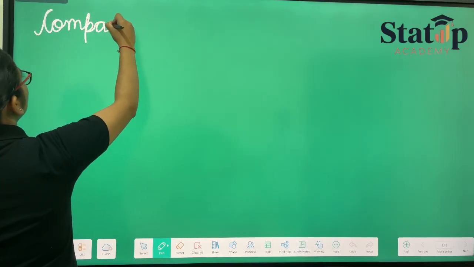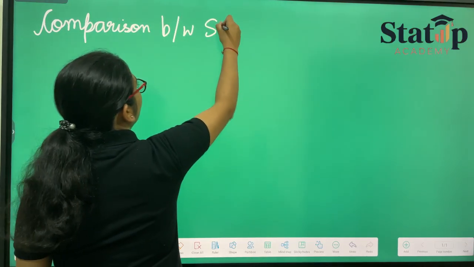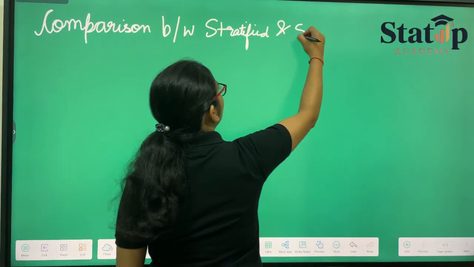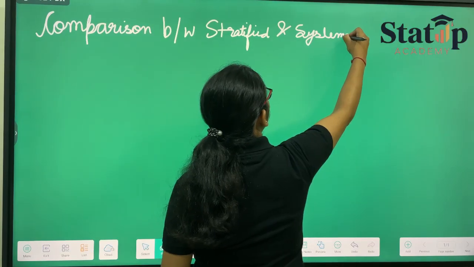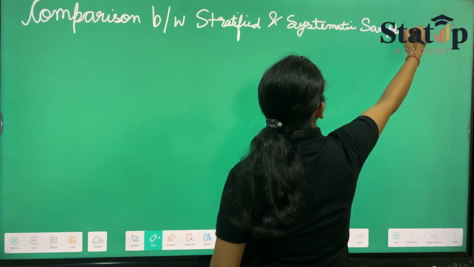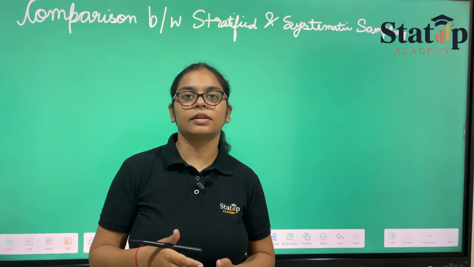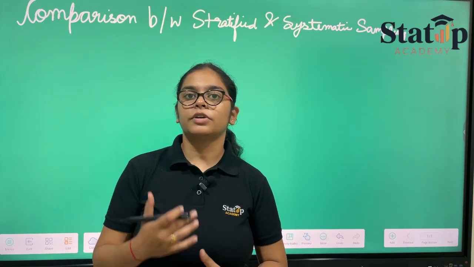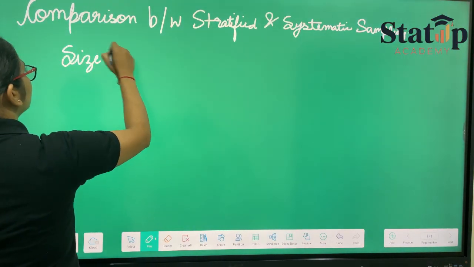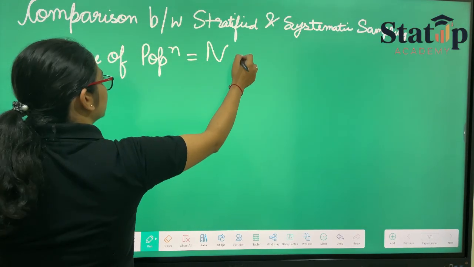Comparison between stratified and systematic sampling. Before comparison, let us first derive stratified random sampling in the form of systematic random sampling. So we know that the size of the population is equal to capital N.